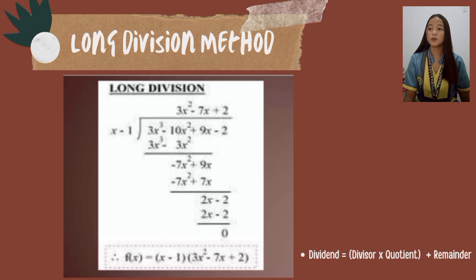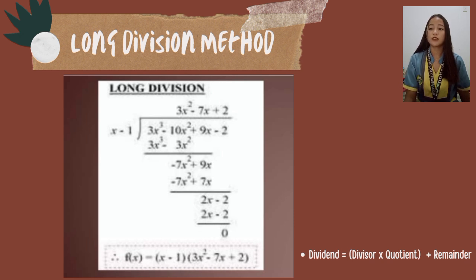Next step is multiply. For the multiplication part, you will multiply 3x squared to the entire divisor. So it goes like 3x squared times x, that is 3x cubed. Then 3x squared times negative 1 is negative 3x squared. And we are done in dividing and multiplying, and we will do the subtraction.